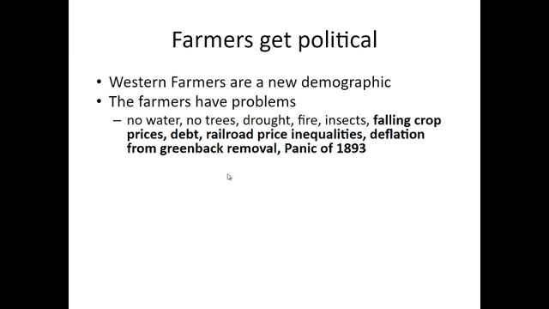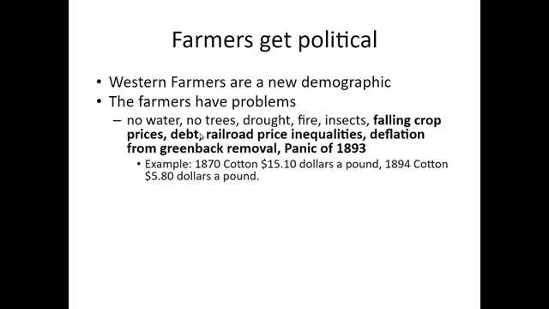And there's a lot of things going on that aren't happening on the East Coast. There isn't water, there isn't trees, there's drought, there's fire, there's insects ruining their crops, debts, railroad price inequalities. It's really expensive to ship all the stuff that they made to the East Coast to sell. And there was a depression, the Panic of 1893, and all sorts of stuff. And so they also wanted to say it wasn't just north versus south anymore. They wanted the government to pass laws that would help them too, just like everyone else wants the government to pass laws to help them.